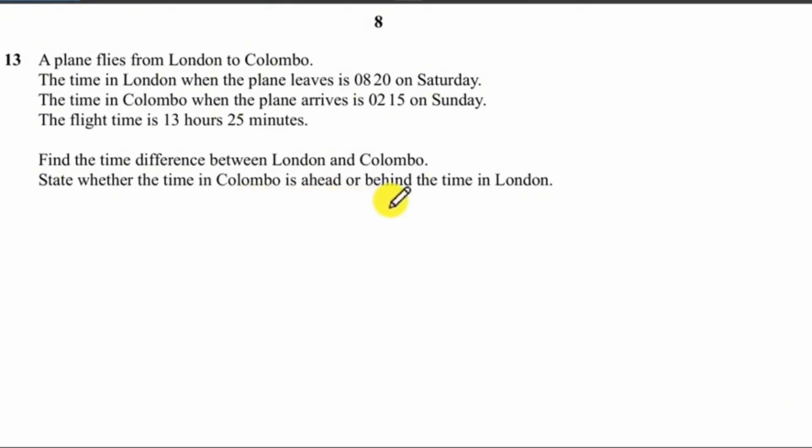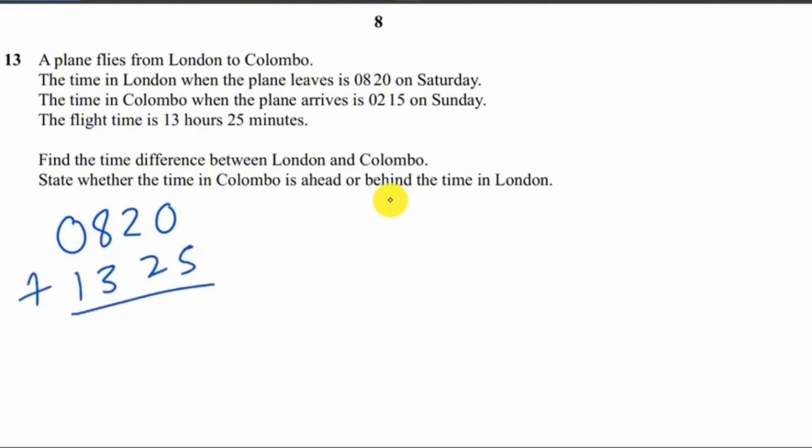What is our problem? Our problem is an addition problem and a subtraction problem. So that's quite simple. What are we going to do now? If the plane leaves at 08:20 and adds 13:25, we're going to add the minutes: 20 plus 25, and the hours: 8 plus 13.